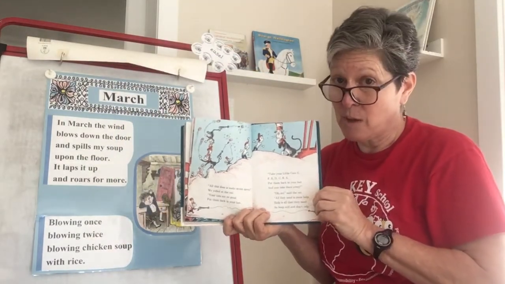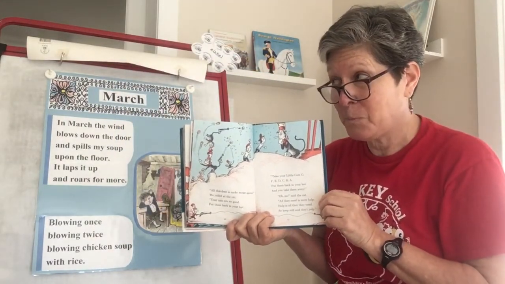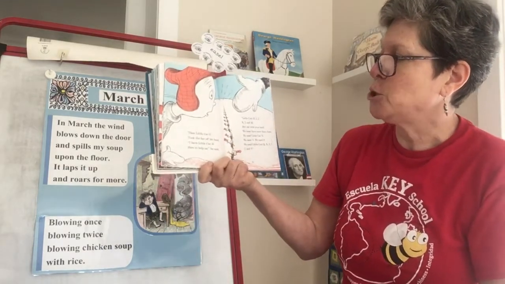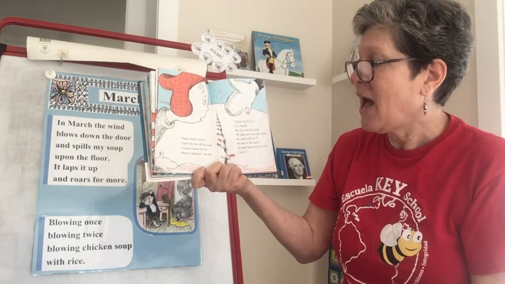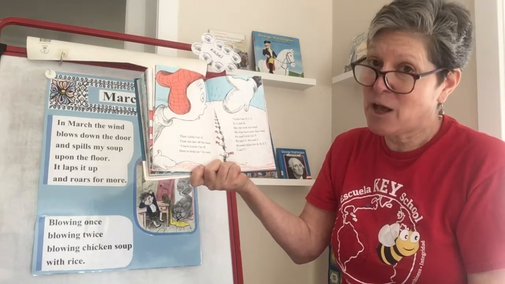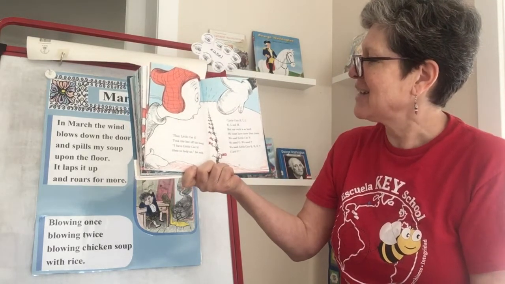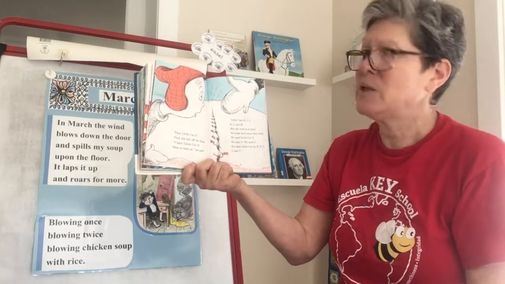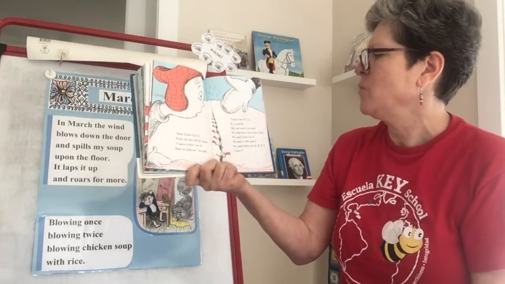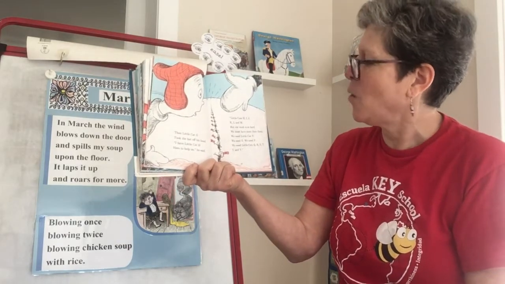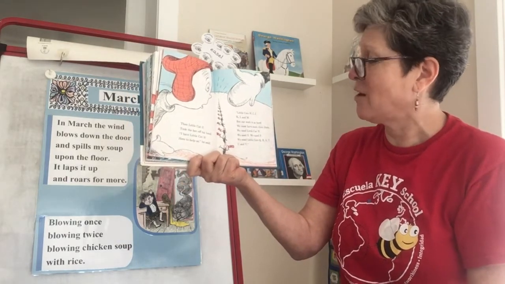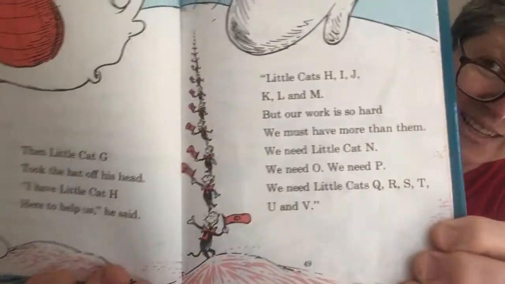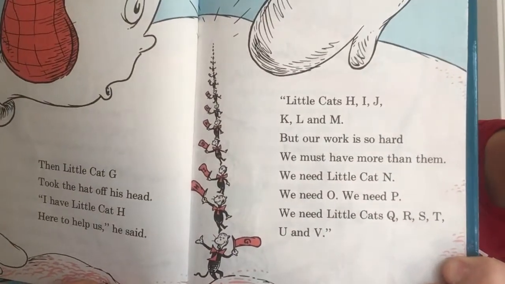Who else do you think will come along to help now? Then little cat G took the hat off his head. "I have little cat H here to help us," he said. Little cats H, I, J, K, L, and M, but our work is so hard we must have more than them. We need little cat N, we need O, we need P, we need little cats Q, R, S, T, U, and V. Oh my gosh, can you see close up all the little cats?